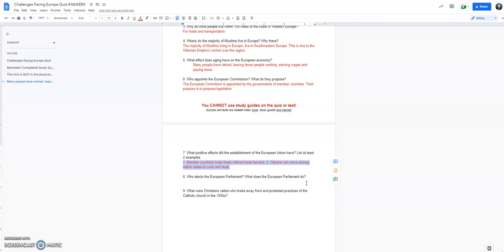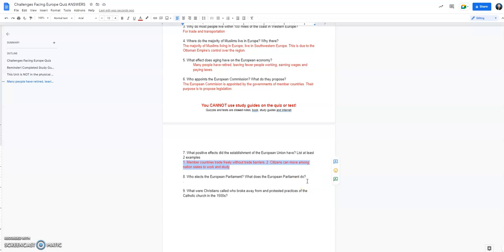And next, the citizens can move and work and live amongst the other nations in the European Union. So if you're a citizen who lives in a nation that's part of the European Union, you can move to another nation that's part of the European Union and live there and work there and go to school there, and it is not an issue, right? You can just go there and do that. So it's really easy. So yeah, there are some benefits to being a member of the European Union.